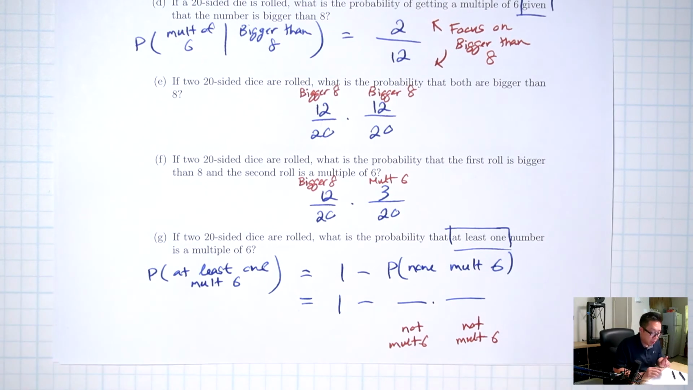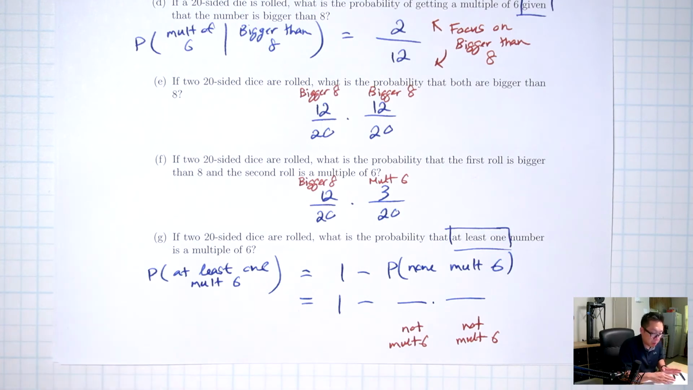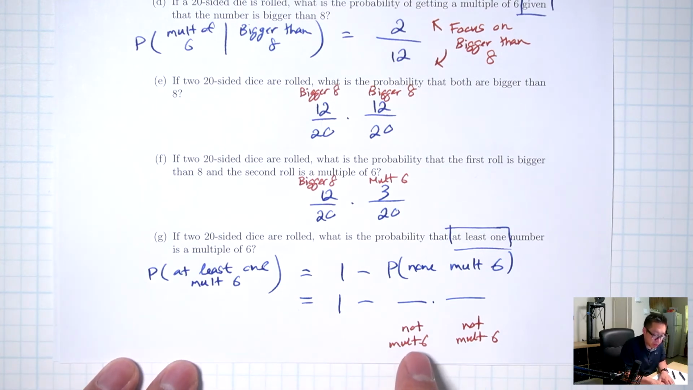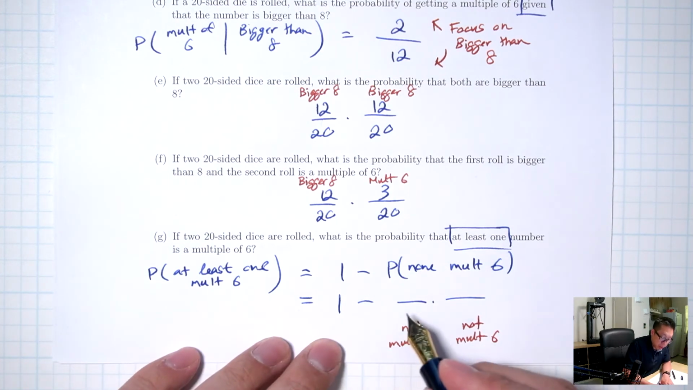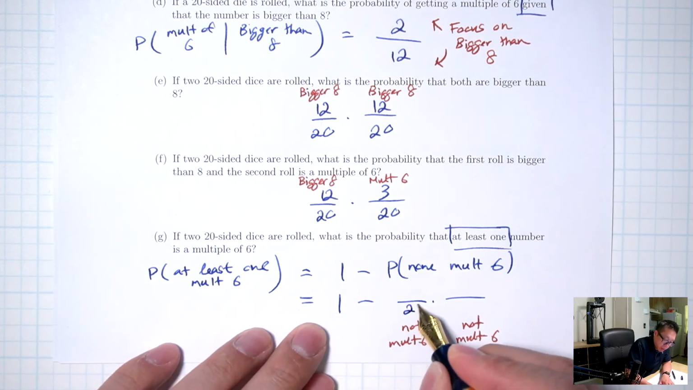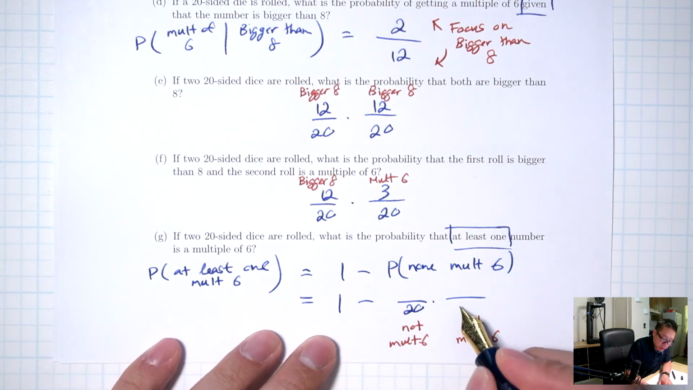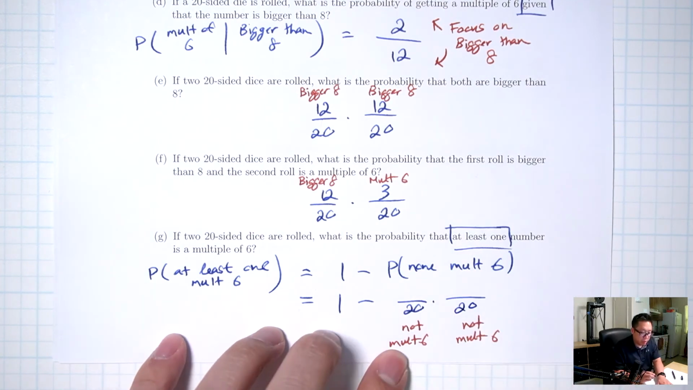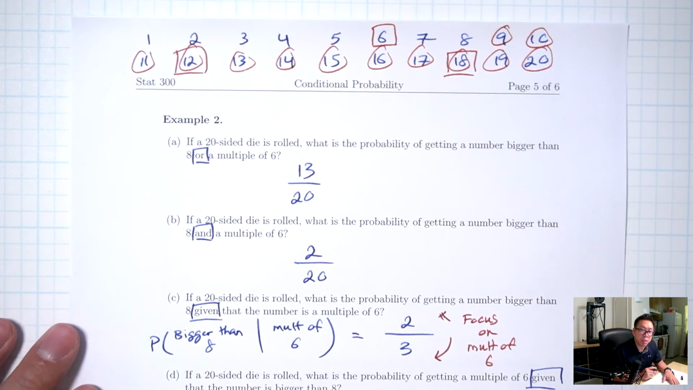So once again, even though we're looking for multiple of 6, because we're doing it using complements, the fraction should be not multiple of 6, not multiple of 6. First fraction, the bottom is going to be the total, which is 20. Second fraction, since dice you don't reduce, it's going to still be 20. Up top, how many are not multiple of 6?